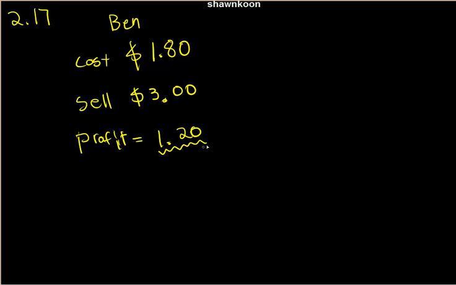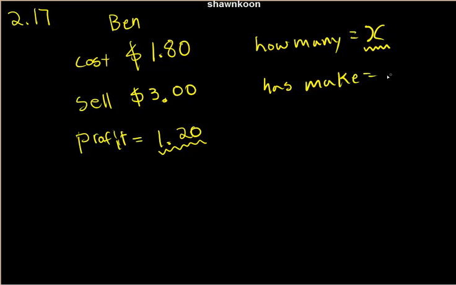That's his profit. So we have to find how many toys he has to sell, which we don't know, so I'll put it as x. And then the question gave us one more piece of information: he has to make $36. Okay, so first we have to come up with an equation.